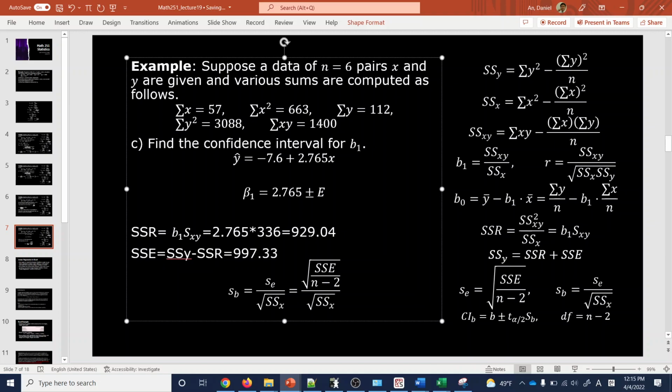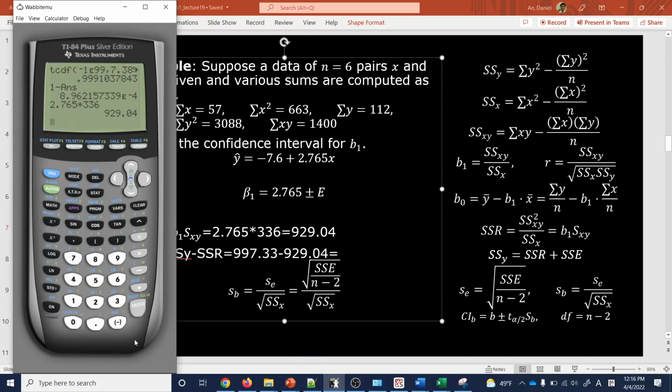997.33 minus 929.04. There are other ways, like for example, since we know the r squared, we can do 1 minus r squared and multiply that by SXY. But that will require more math, although the calculation is simpler. If this is given in the formula sheet, I think this is all you can do, okay? All right, so let's put that into the calculator.